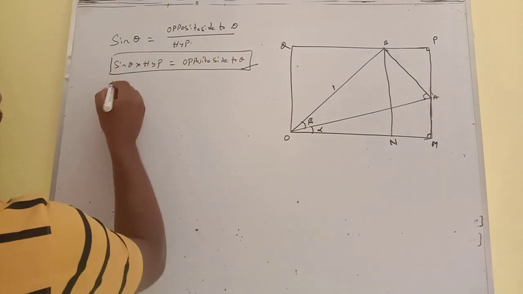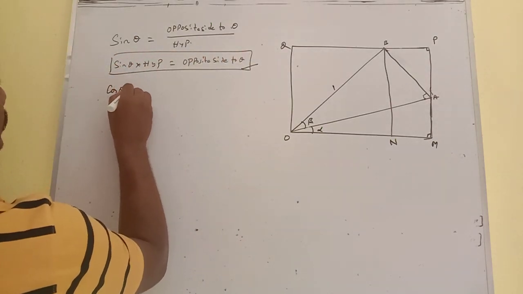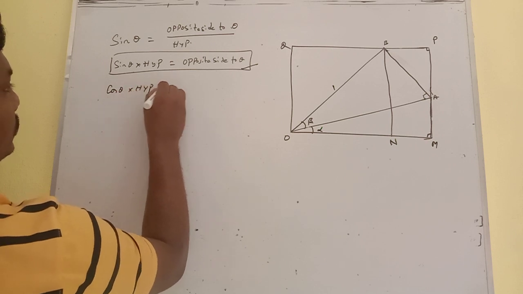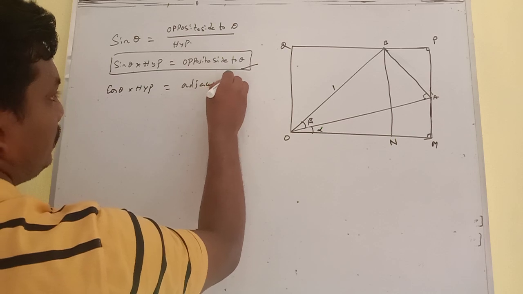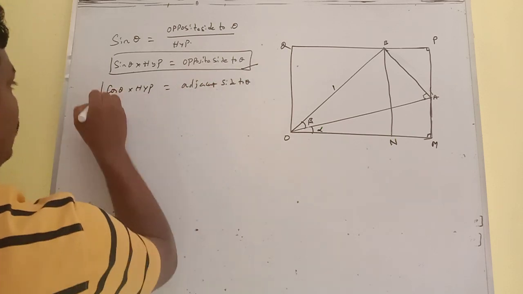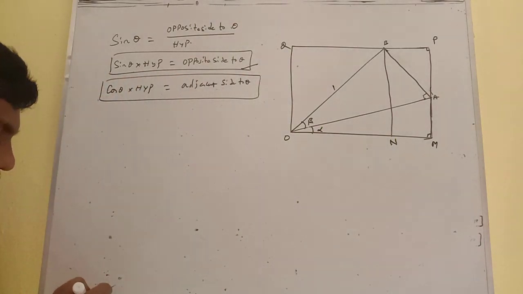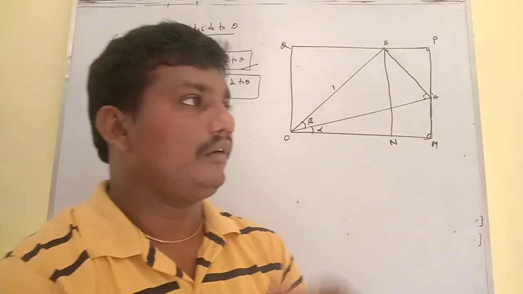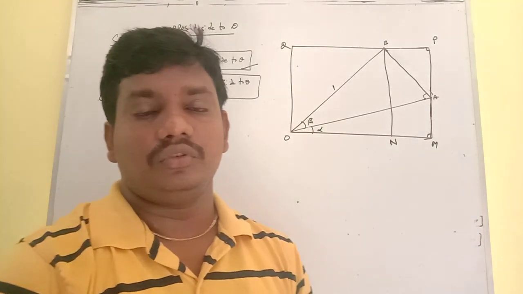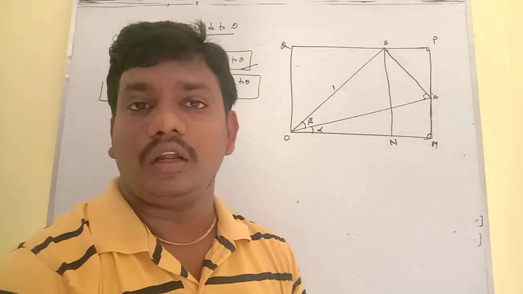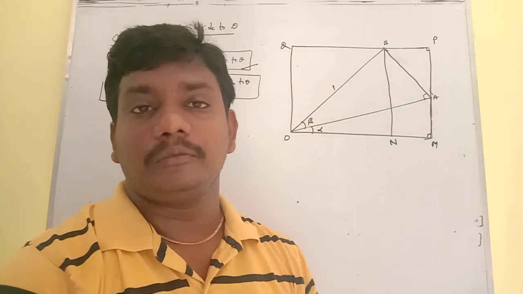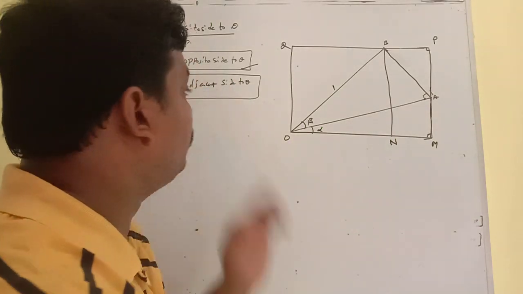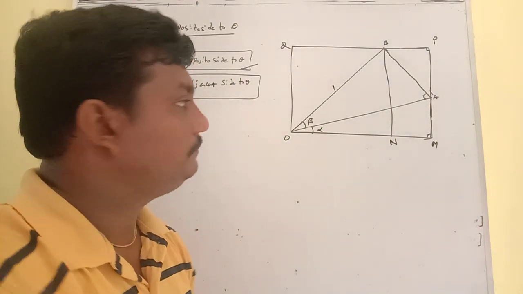In the same way, cos theta into hypotenuse is equal to the adjacent side to theta. So for every right angle triangle, to find the adjacent side, the formula is cos theta into hypotenuse. To find the opposite side, the formula is sin theta into hypotenuse. These two formulas we have to learn.